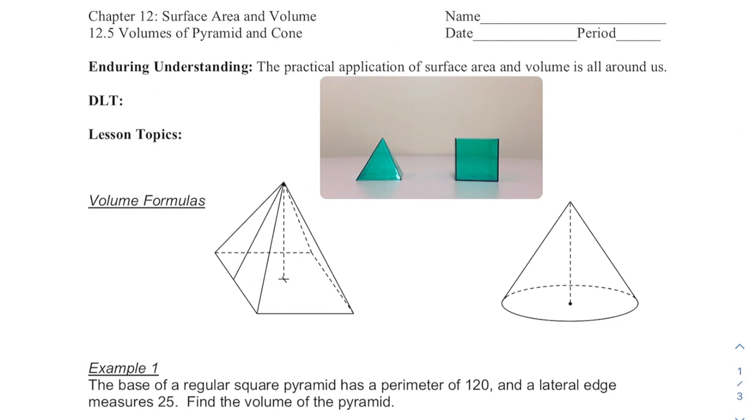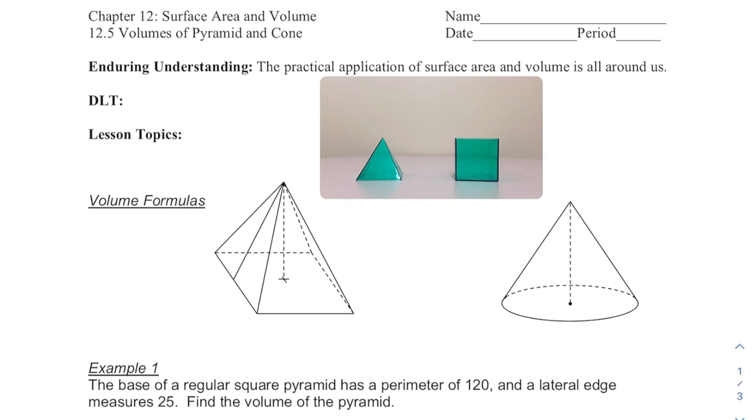Right, for the next notes, continue on in volume for section 12.5. Today we are going to look at the volume of a pyramid and a cone. So we are going from prisms and cylinders to pyramids and cones. For the first part of this, we always start with the volume formulas.